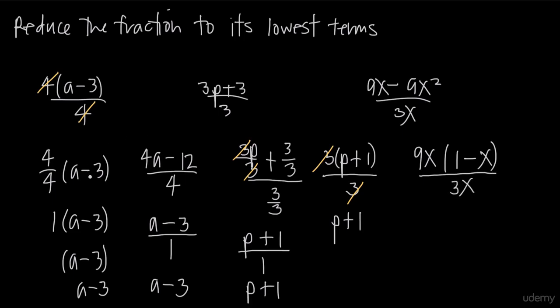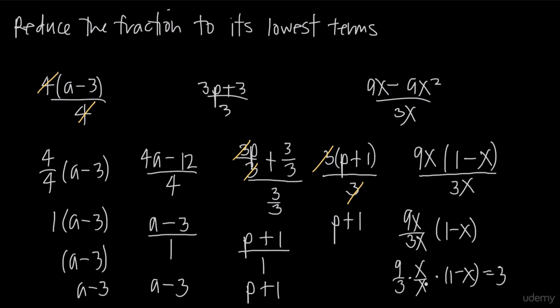Just like in our first example here, where we pulled out the quantity a minus 3, and we put this 4 over 4 fraction in front, here we can pull out the quantity 1 minus x. This is the same thing here as 9x over 3x times 1 minus x, like this, which is also the same as writing 9 over 3 times x over x times quantity 1 minus x. Now we can look at these individually and we can say 9 over 3 is 3. We can say x over x is 1. In other words, the x's here cancel. And we can say we have times 1 minus x.